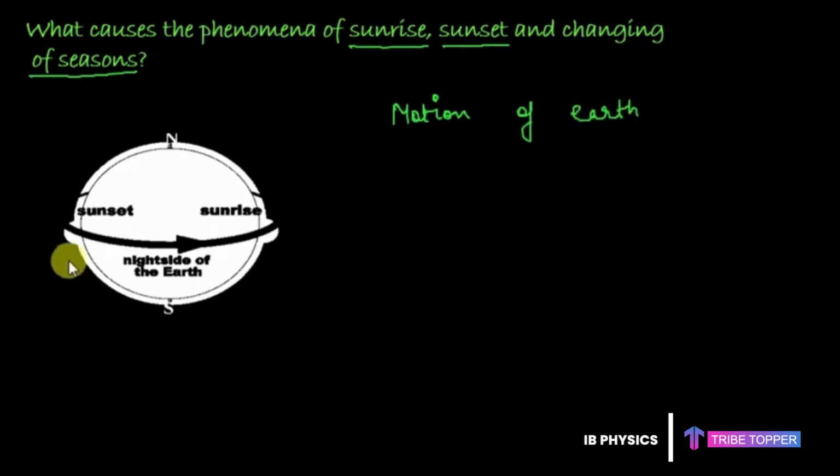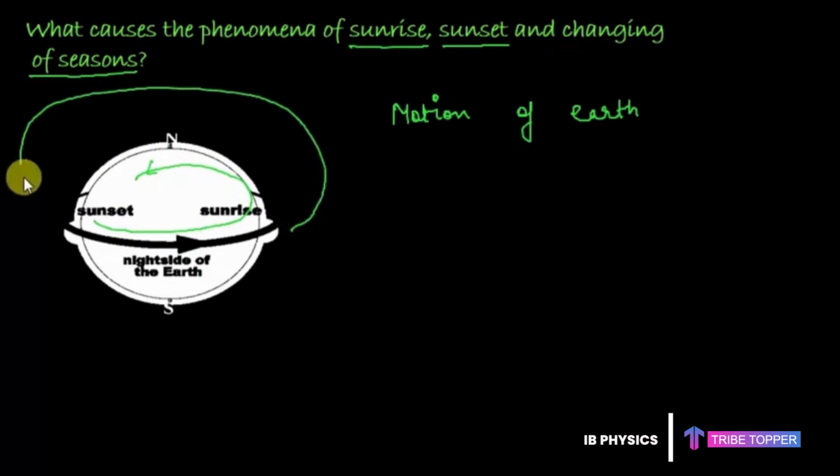Here I've shown you the rotation of earth. It rotates about its axis, and at the same time it revolves around the sun. So if here is the sun, then earth is revolving around it. So there are two motions that earth is exhibiting here. One, it is rotating about its axis, and it is also revolving around the sun. And both these motions cause the day and night, or the sunrise, sunset and the change of season.